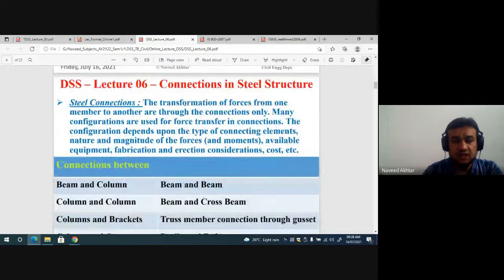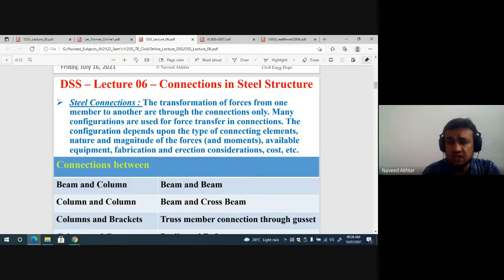So we will come to the connections in steel structures, because to transfer the forces from one member to another, we need the connection, and it is only possible through the connections. Many configurations are used for force-transferring connections. The configurations depend on the type of connecting element, the nature and magnitude of the forces or moments, and the available equipment for fabrication and erection considerations.